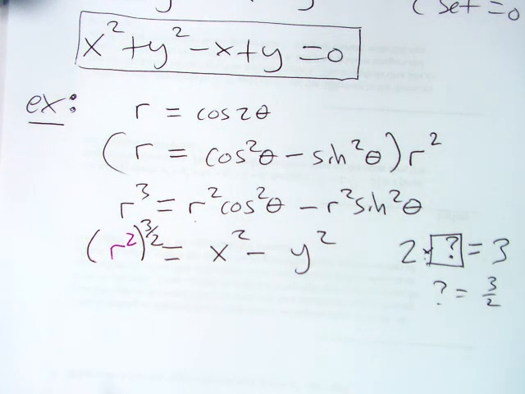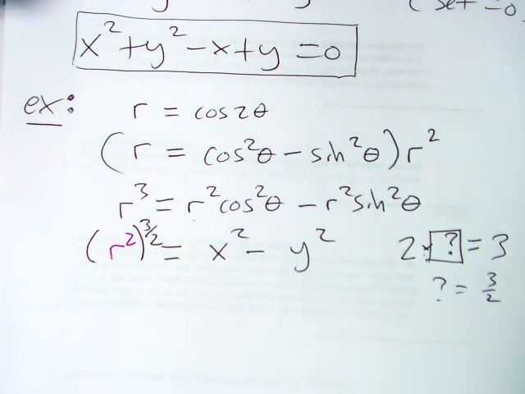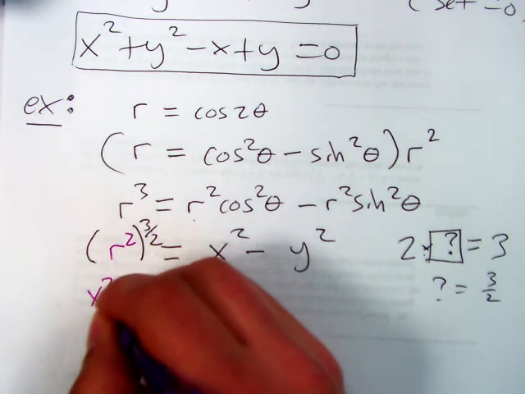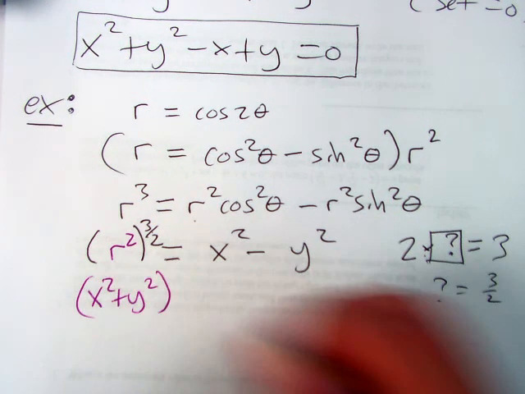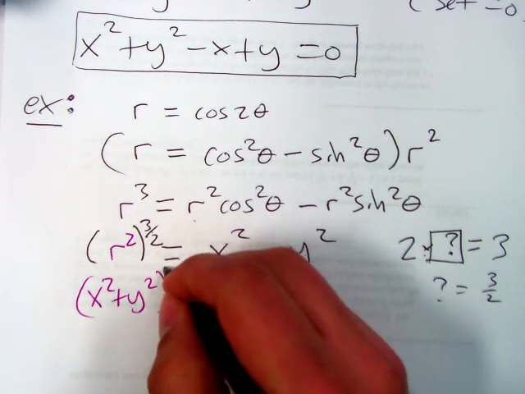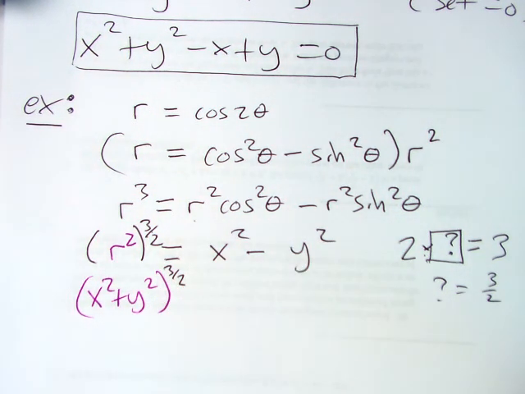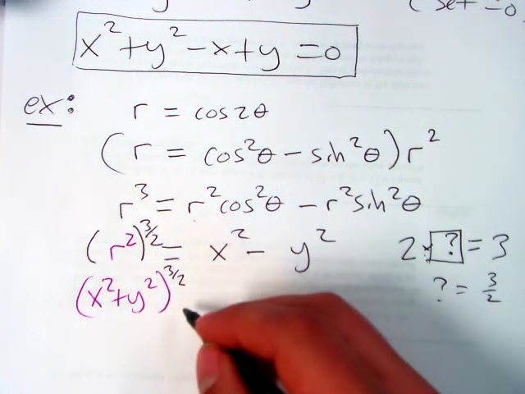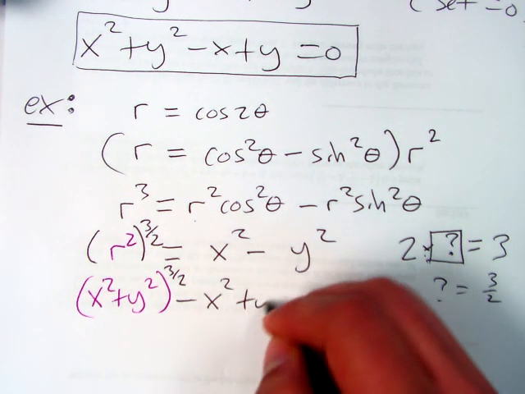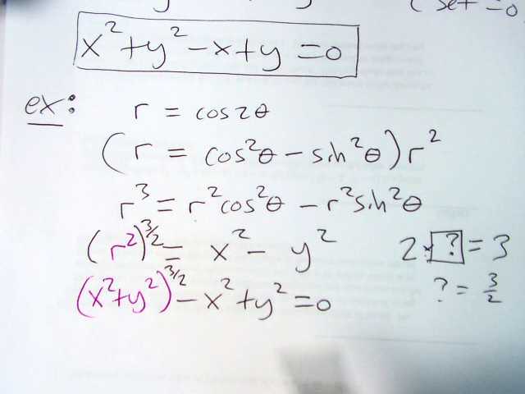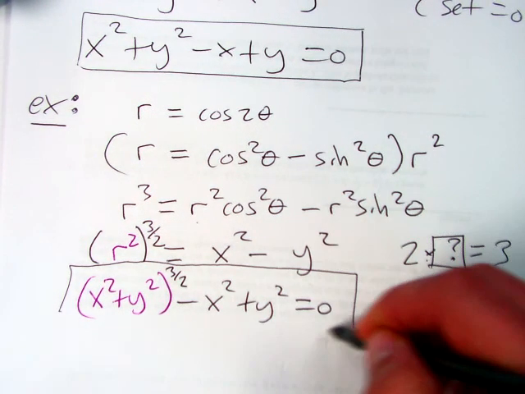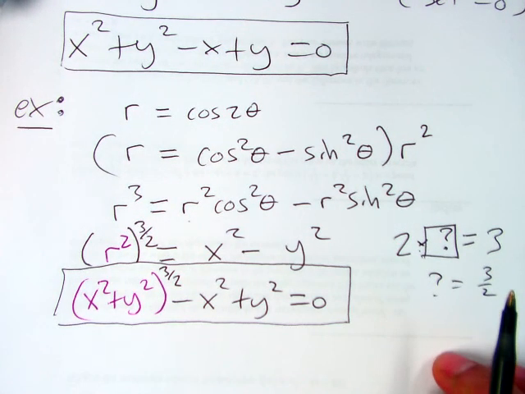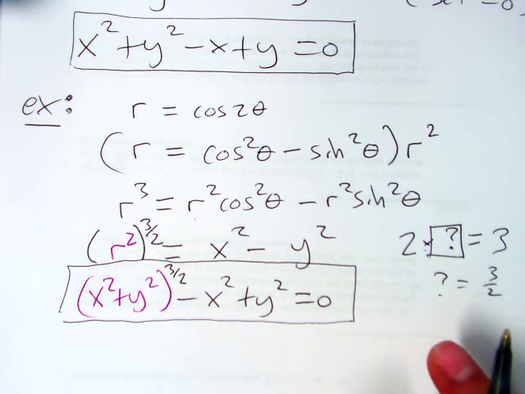So now, even though this looks kind of weird, I do have r squared, which we know is x squared plus y squared. That's going to stay to the 3 halves. And we'll move everything to the left-hand side just like the other one. So minus x squared plus y squared equal to 0. And now we have everything with x's and y's. We're in rectangular. We're good.